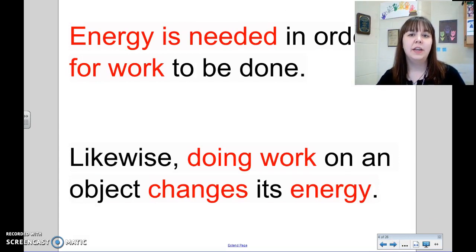Energy is needed in order for work to be done. And on the other hand, doing work on an object will change the object's energy. So both are true. We need energy to do work. And then if work is done, then it usually changes the energy of an object.